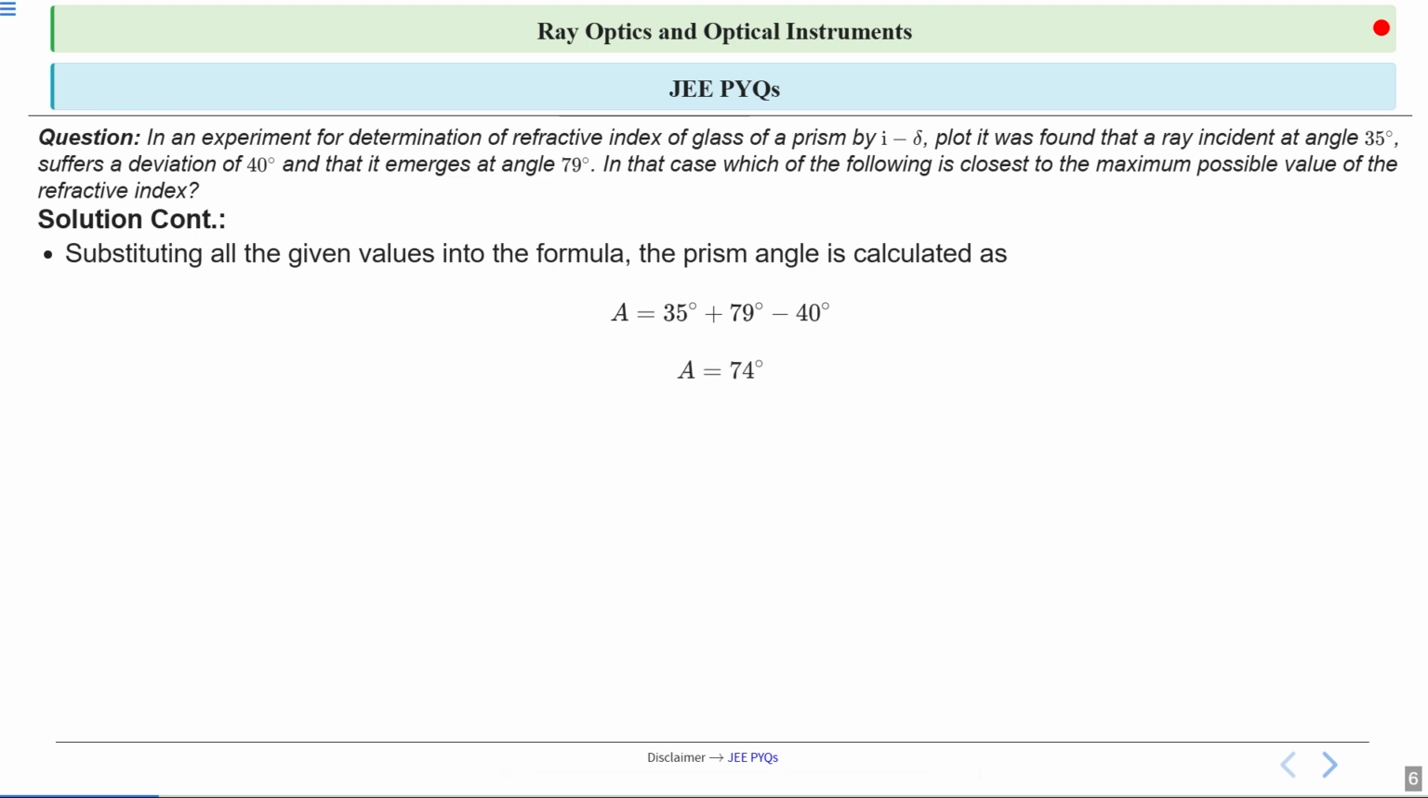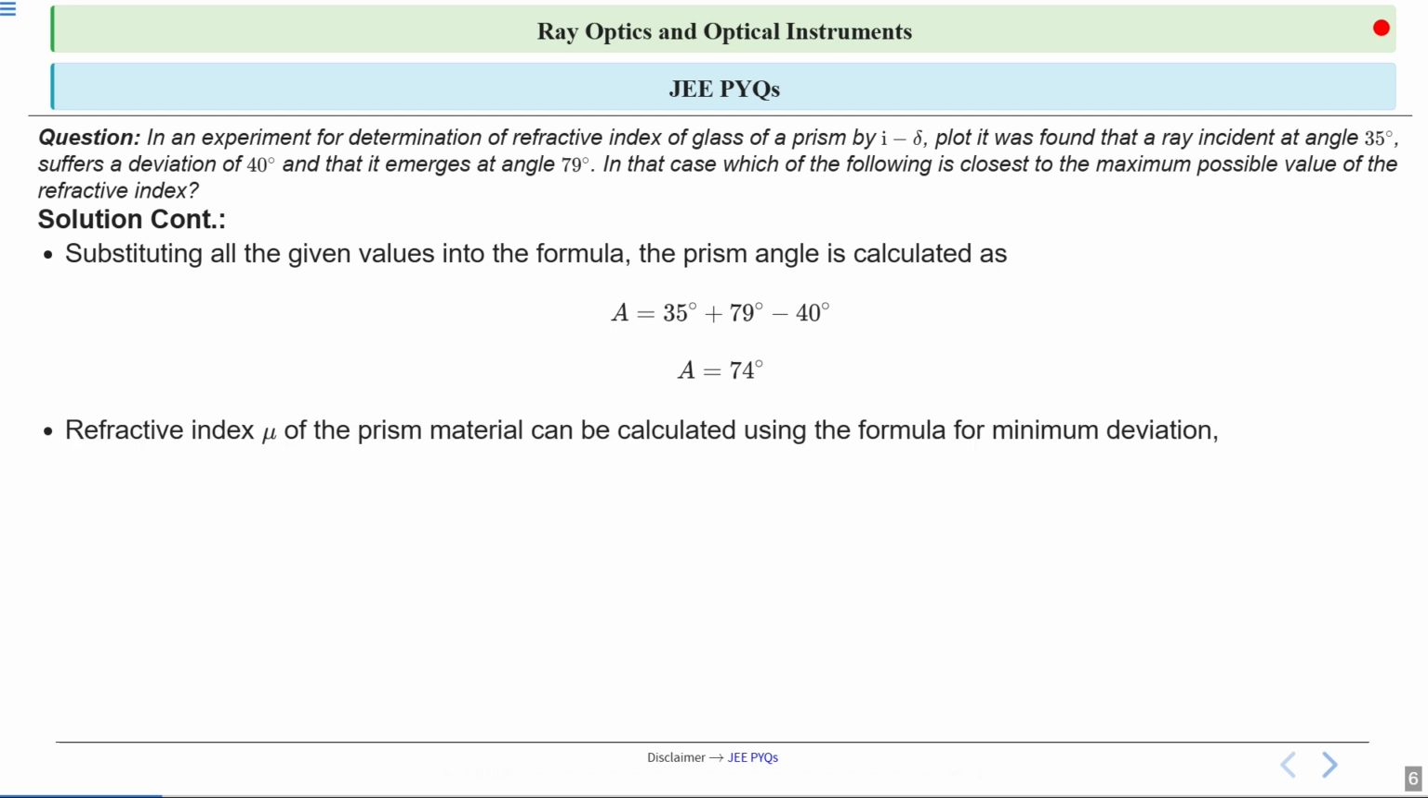After performing the calculation, we find the angle A is 74 degrees. This value is important because it directly influences the refractive index calculations. Next, we focus on calculating the refractive index denoted as mu. We will use the formula for minimum deviation, which is a standard method in optics. Understanding this formula is crucial for accurately determining the refractive index.